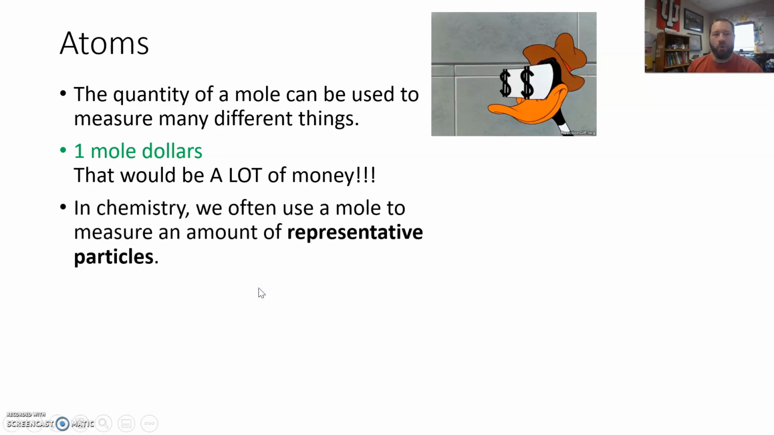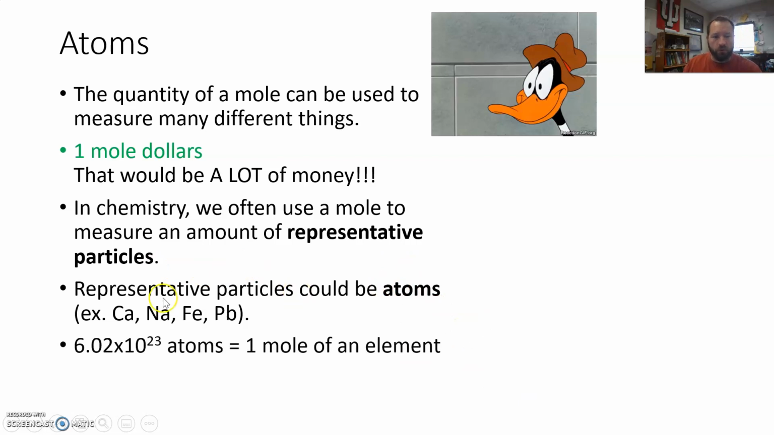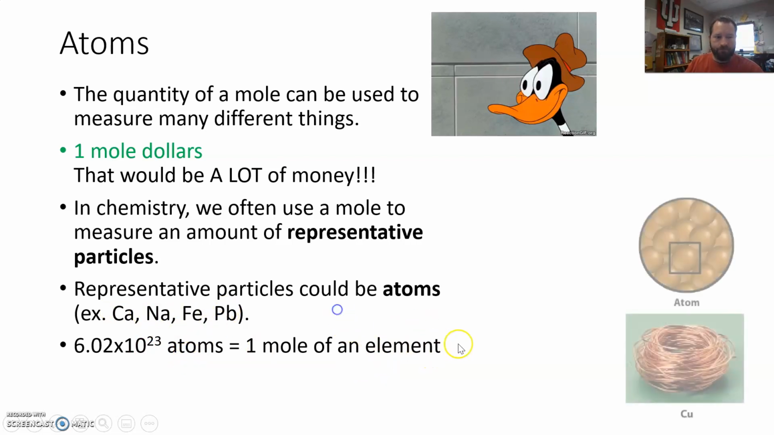Generally, though, we use the mole in chemistry. And in chemistry, we use the mole to measure amounts of representative particles. Representative particles could be atoms, probably the most familiar to you. It's the one we've used so far. So an atom of calcium, an atom of sodium, an atom of iron, or an atom of lead. Some examples there. So an atom is the first representative particle. 6.02 times 10 to the 23rd atoms of any element is 1 mole of that element.